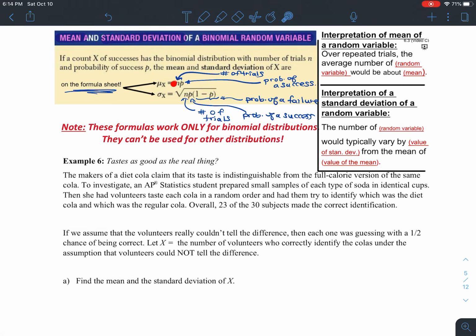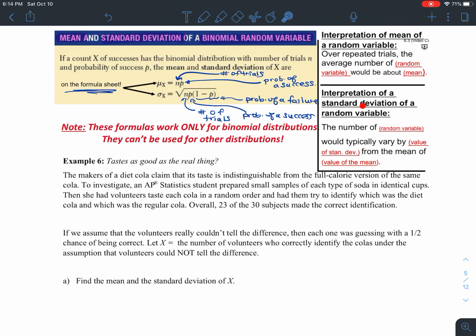So when you have your expected value or your mean for your binomial random variable, it's very important to make sure that you're saying that this would have to happen over repeated trials, okay, like over many, many times here. The average number of, and then you'd fill in the context of your random variable would be about, and then you'd fill in the value of the mean, okay?